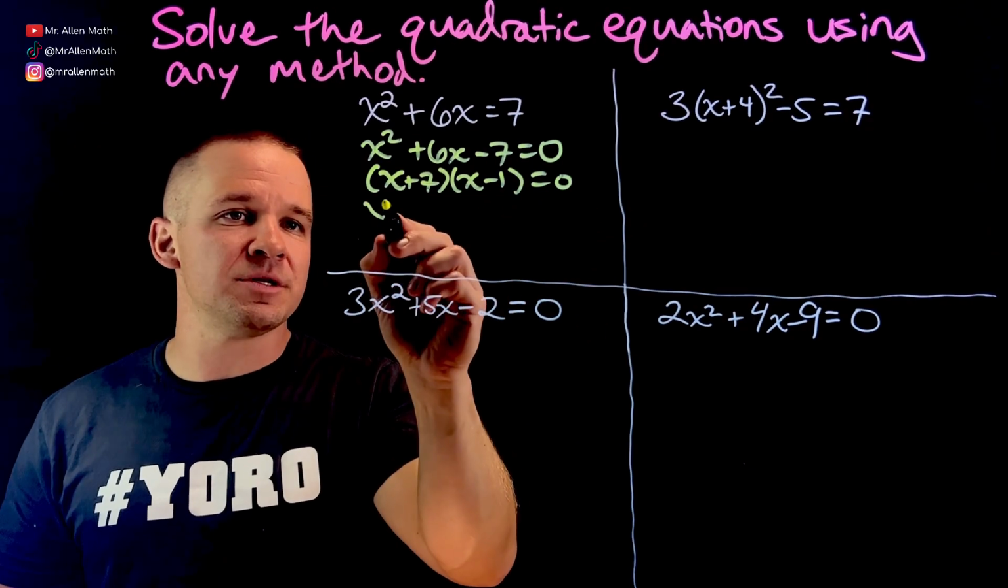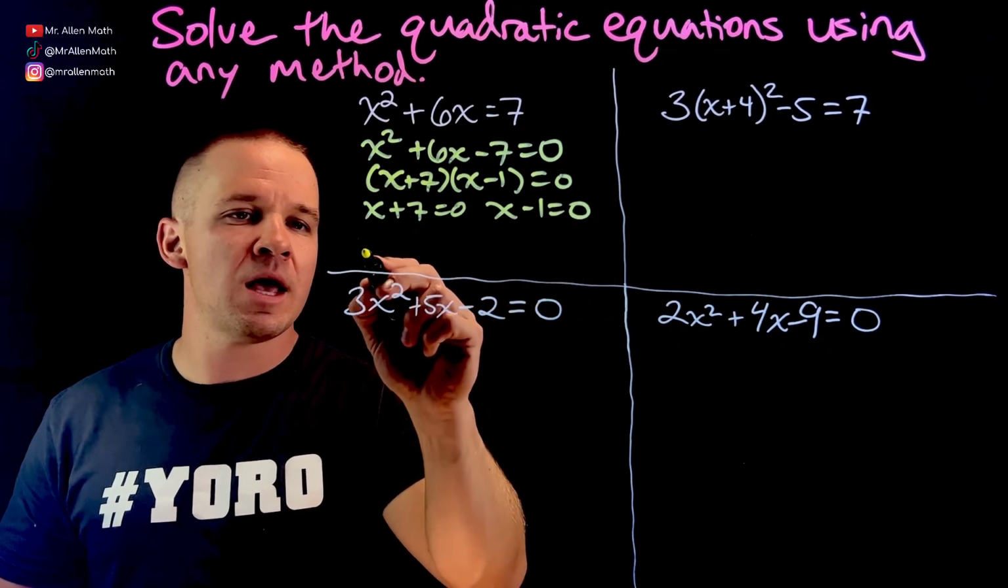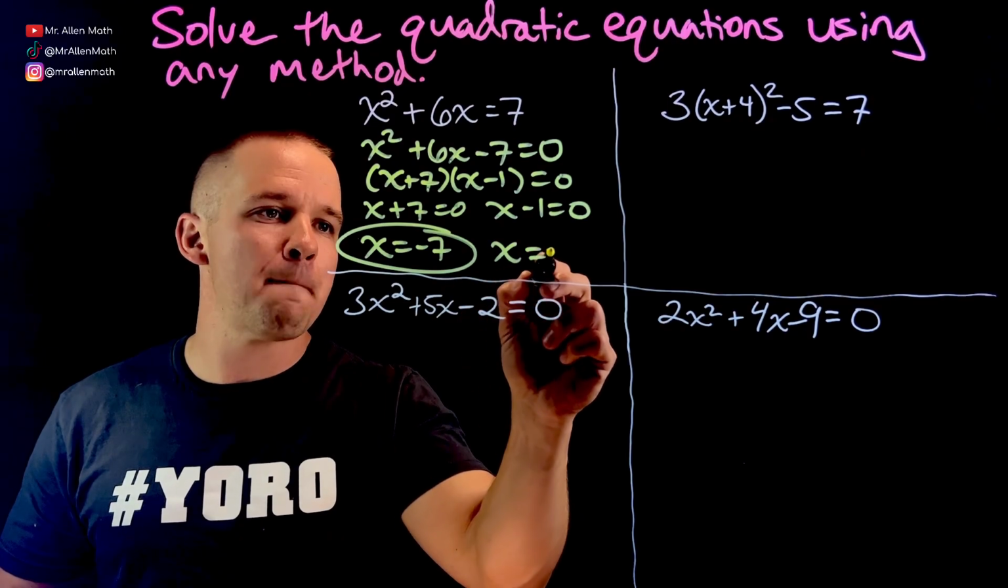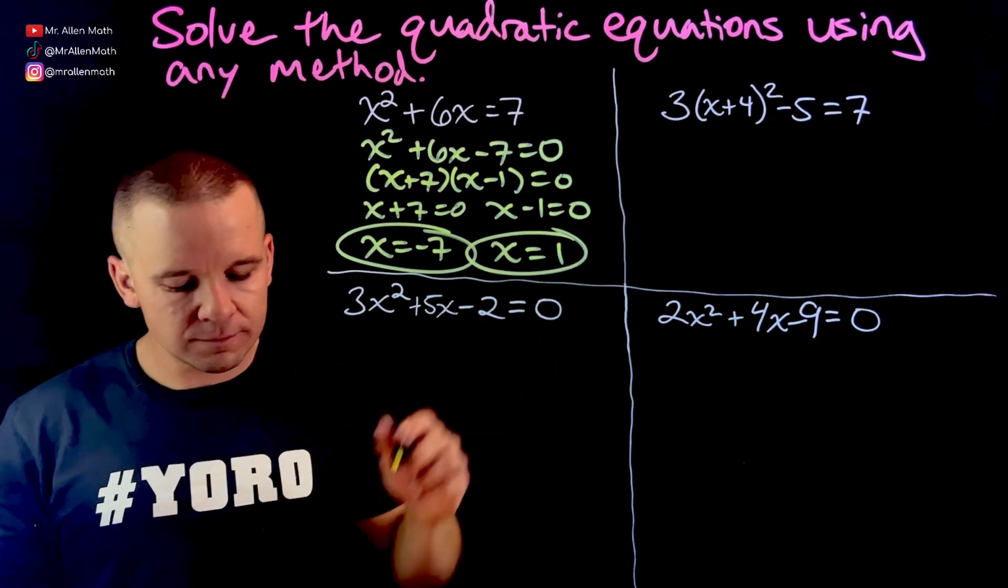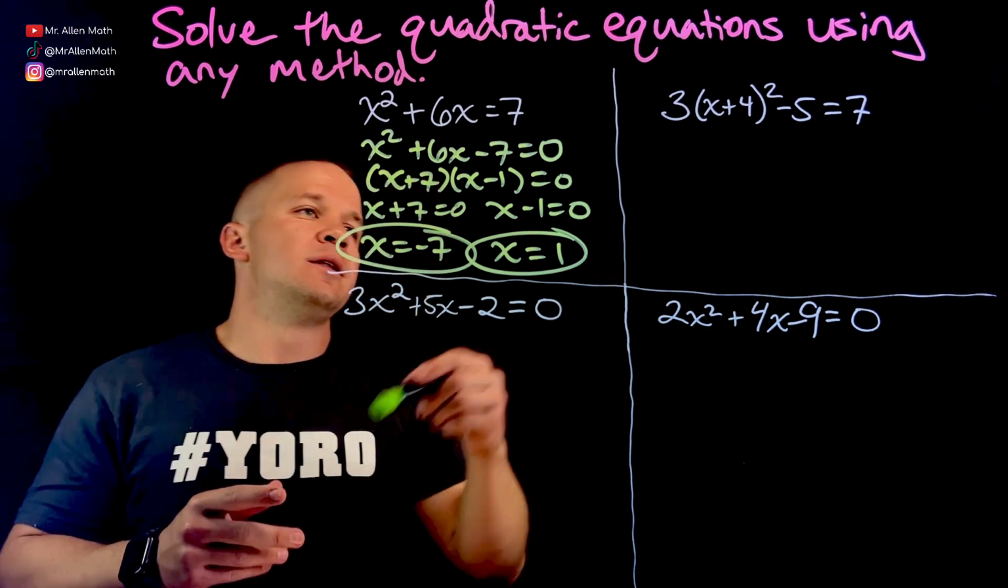So then I'm going to set these equal to 0. x plus 7 equals 0. x minus 1 equals 0. And I'll get x equals negative 7. And I'll get x equals positive 1. There we go. Beautiful. Fantastic. All right. Next one over here.